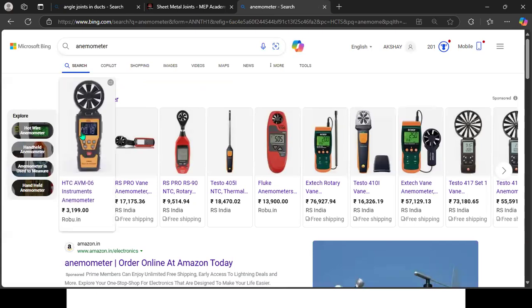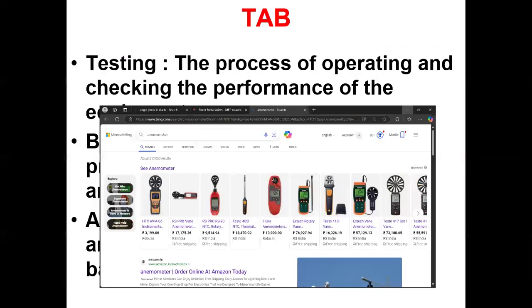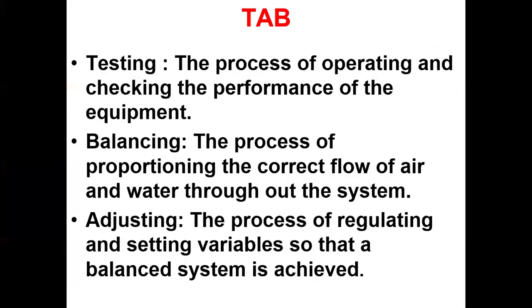Yeah, you can see this now. This is the anemometer. So this is the fan. So according to the fan rotations per second, this much rotation is happening. So you will be getting the velocity.